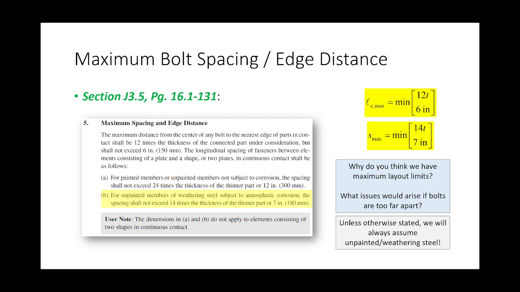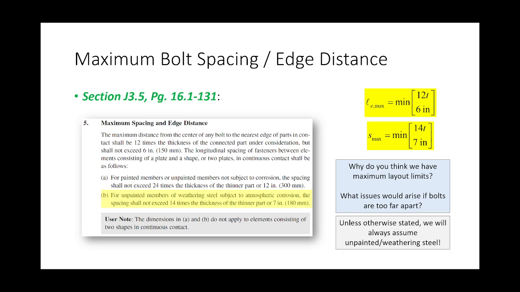Why? Why would we care about a maximum bolt spacing limit? What are we concerned about? I'm asking. It has nothing to do with load. What do you think? Let me ask it this way. When you take a bolt and stick it through two plates and tighten that bolt, what's happening to the two plates? Smacking together.